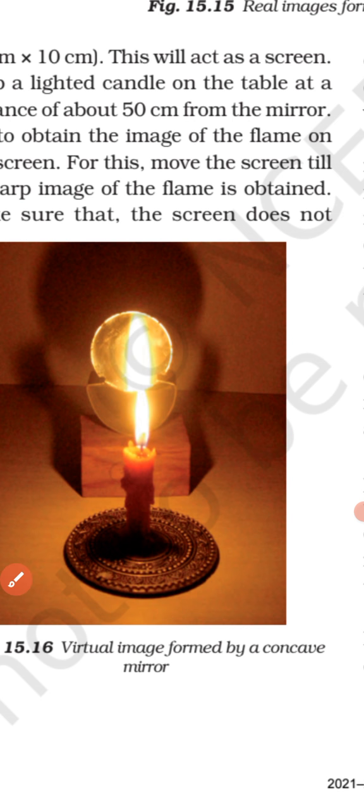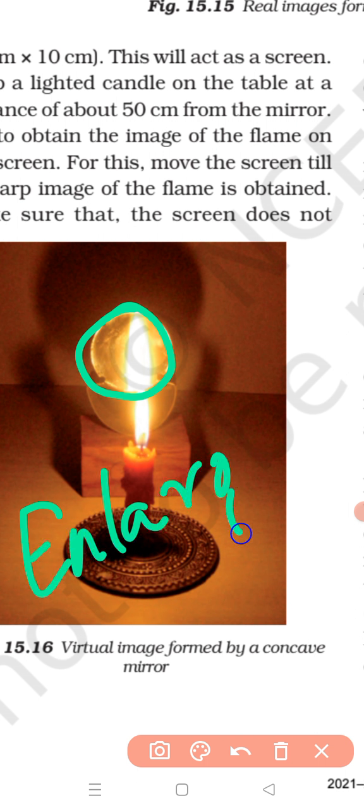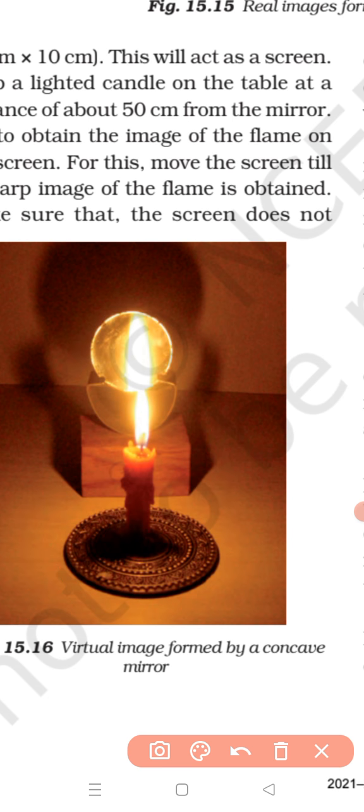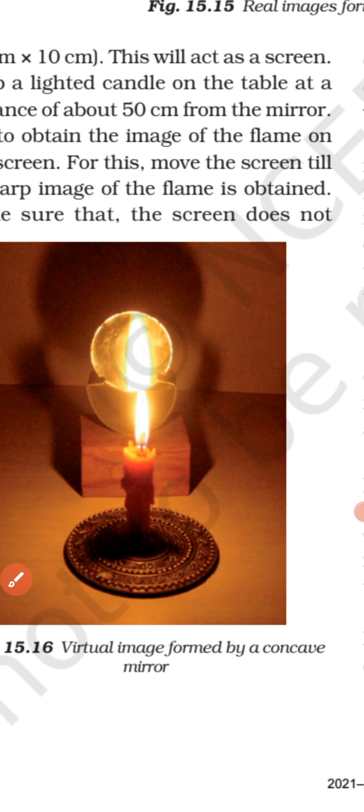Okay, and as you can see over this mirror, the size of the image is very large than that of the object. That is why it got enlarged. We have written over here, enlarged. Also, as you can see, the tip of the flame is pointed upwards, that is why it is erect image, not inverted. This time you will get erect image when it is brought very close to the mirror.